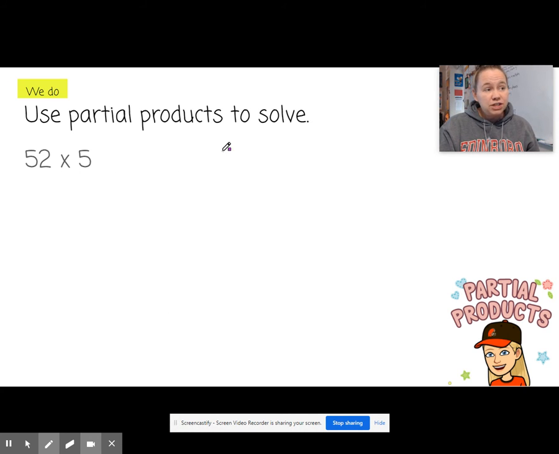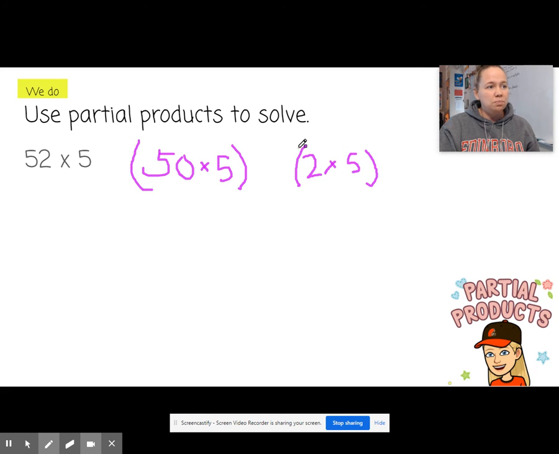So we're going to break 52 into 50 and 2. Remember that expanded form? It all comes back. And we're going to multiply both numbers by 5. Use those handy-dandy parentheses to group them. And then remember at the end, we have to put them back together. So we broke it apart. We're going to multiply. We're going to put it back together at the end.